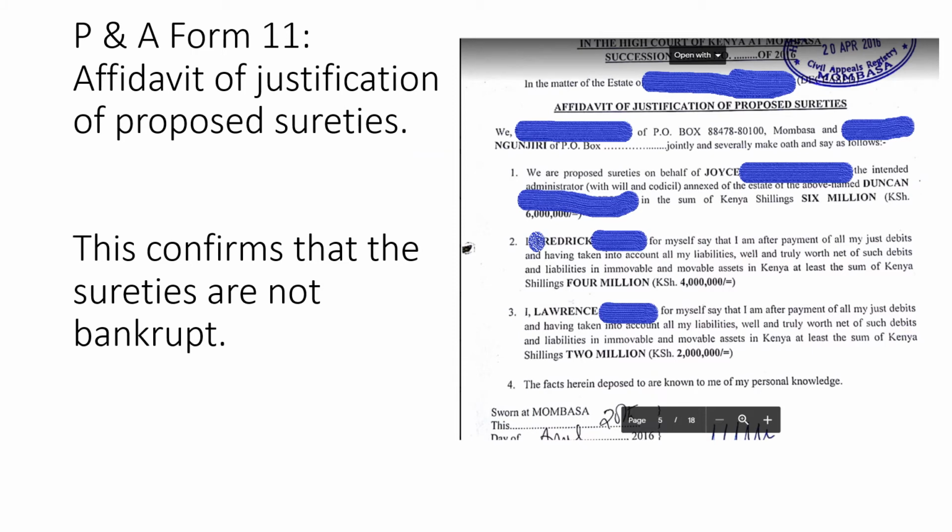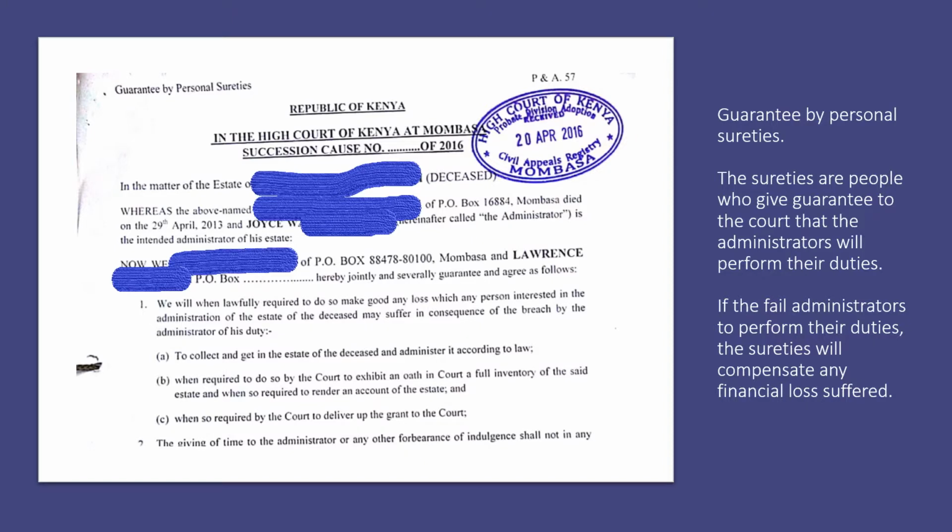In this case, she had two sureties, and they are also saying the same thing, that look, we are worth, one of them is saying I am worth 4 million, the other one is saying I am worth 2 million, and so I will stand in as a surety. I'm not bankrupt. I got this. That's how they say it in America, but of course we are in Kenya and we'll talk even with our Kenyan accent. So then you also need guarantees by the personal sureties.